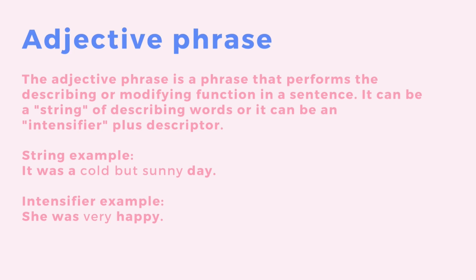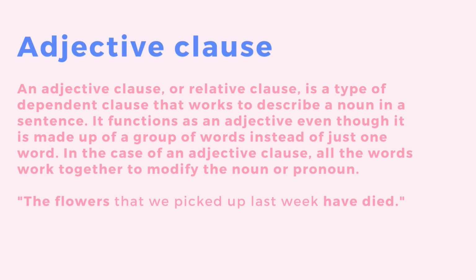Now, here the noun that is being talked about, or I should rather say, the pronoun that is being talked about is she. The word that is describing the quality of this pronoun is happy. But wait, there is another word, very. What is it doing in this sentence? Well, its job is to intensify the quality of the pronoun. That is, it is intensifying how happy she is. Now, on the other hand of adjective phrase is the adjective clause.